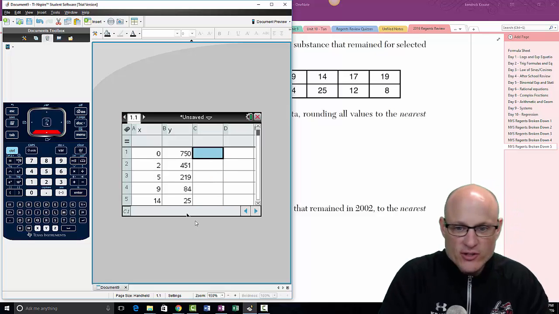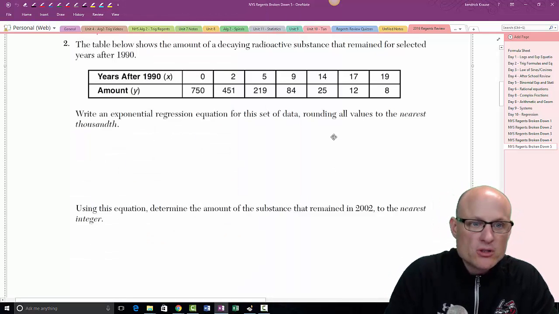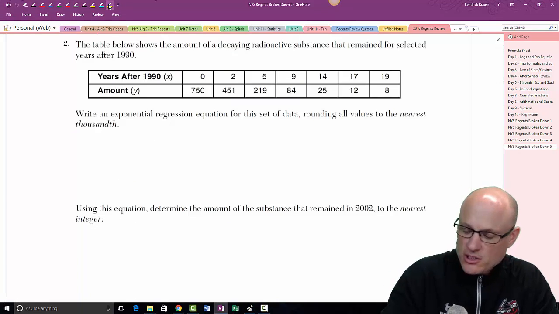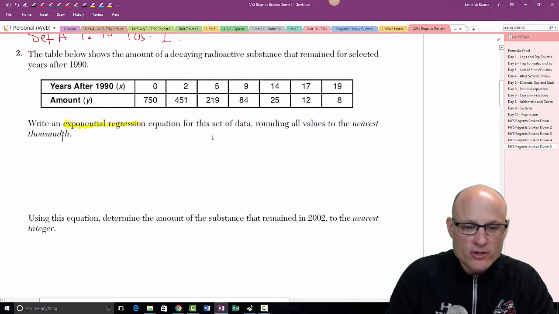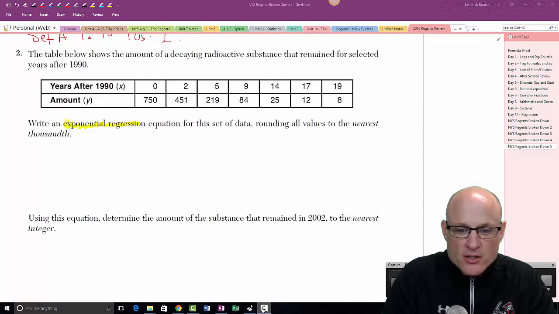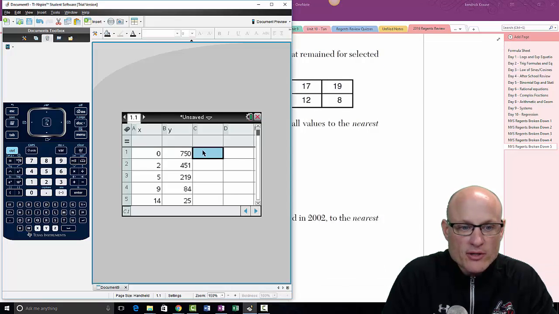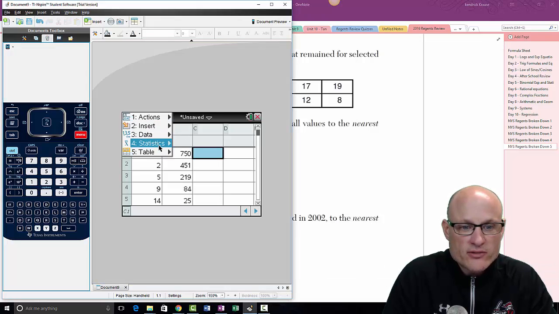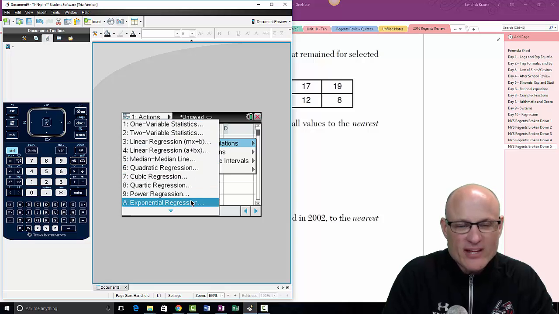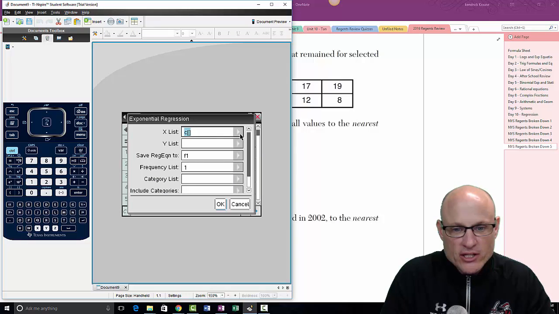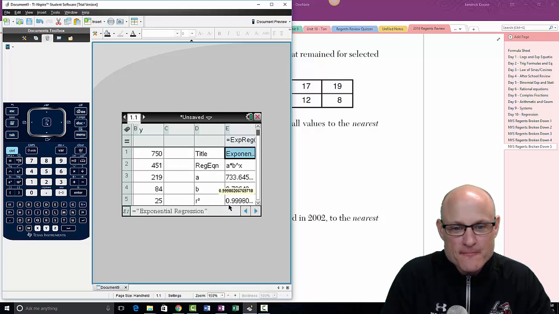So the question wants us to do exponential regression. We're going to come back to our calculator. We're going to go menu, statistics, stat calculations, and you're going to go all the way down to A, which is exponential regression. You need to tell it what your two lists are, X and Y, and click OK.